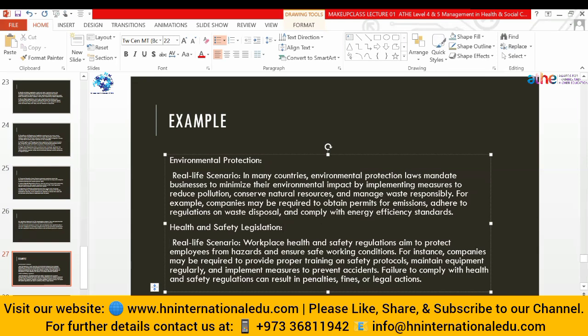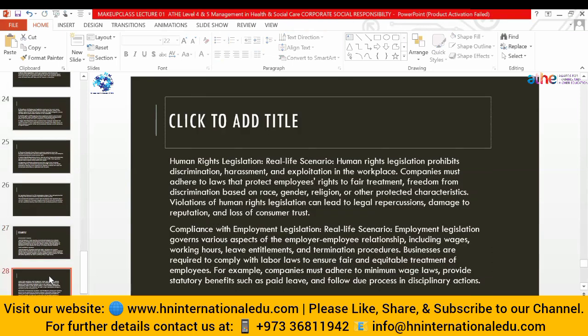Failure to comply with health and safety regulations can result in penalties, fines, or legal actions. Heavy penalties are imposed when we don't comply with it.